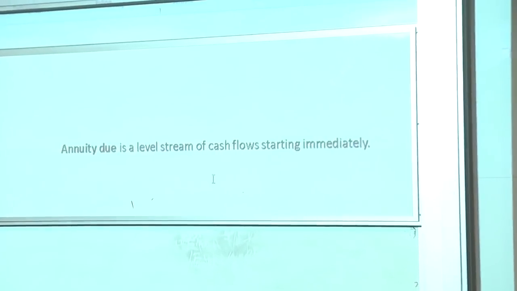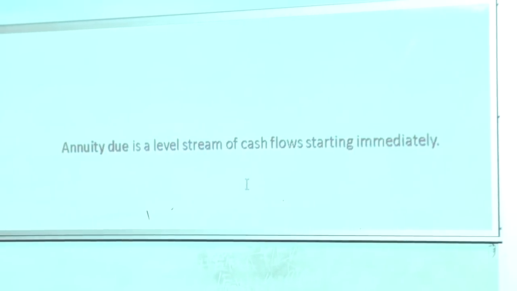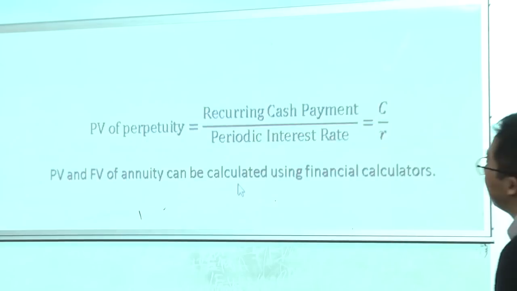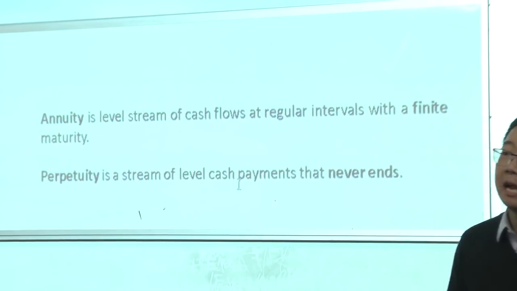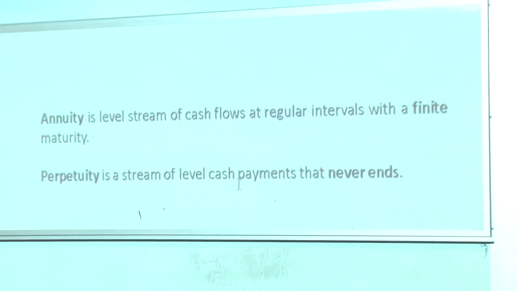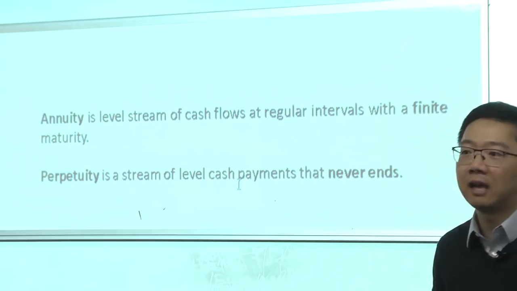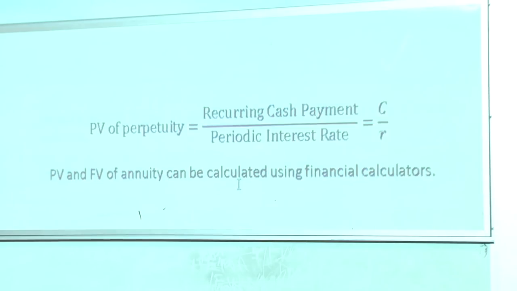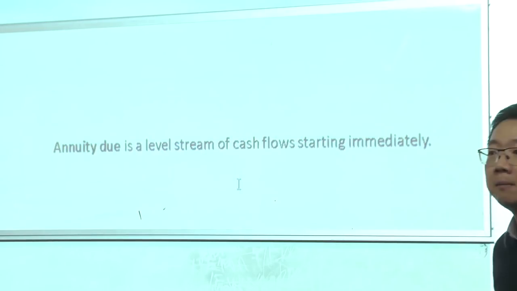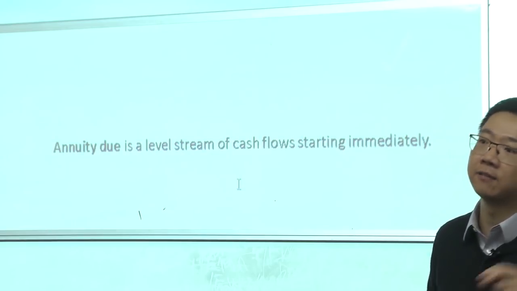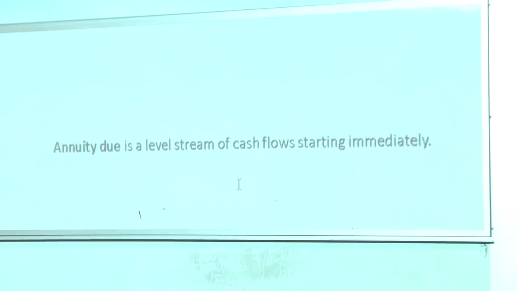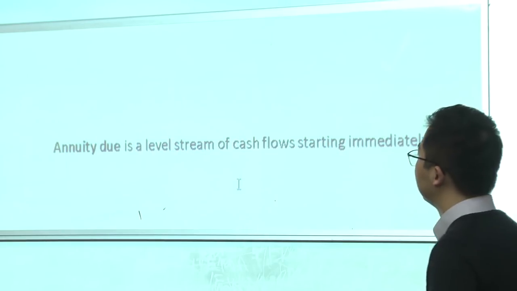Annuity due is just a little different than ordinary annuity. In an ordinary annuity, each cash flow happens at the end of the period. That means the first cash flow happens one period later, not now, not current time, and the second happens at 2 periods later. But if it's annuity due, the first payment happens right now, instead of 1 year later, and the second happens 1 year later. So each payment is 1 year earlier for annuity due than ordinary annuity.